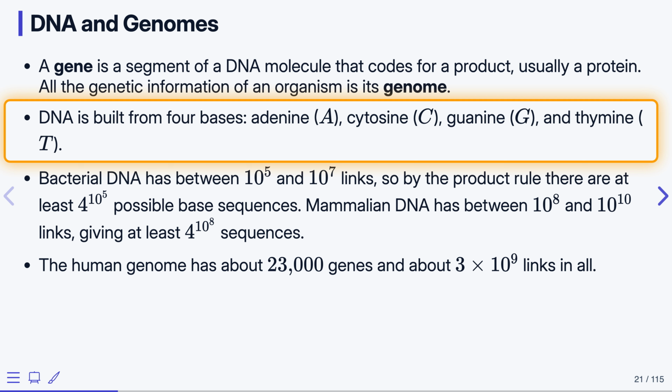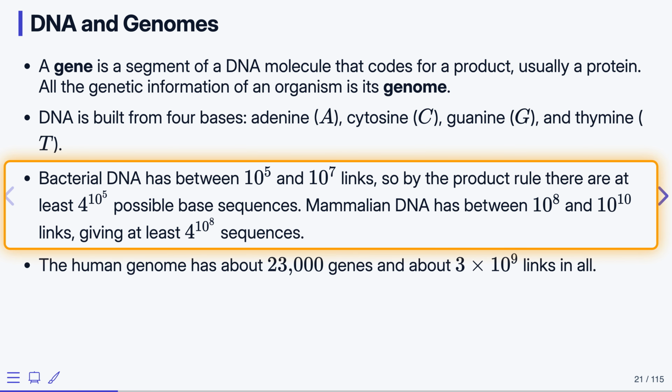DNA is made from 4 building blocks called bases. They are adenine, cytosine, guanine, and thymine. Written A, C, G, and T. Each link in the DNA chain is one of these 4 bases. Bacterial DNA has between 10^5 and 10^7 links. So by the product rule, there are at least 4^(10^5) possible sequences. That is an enormous number.